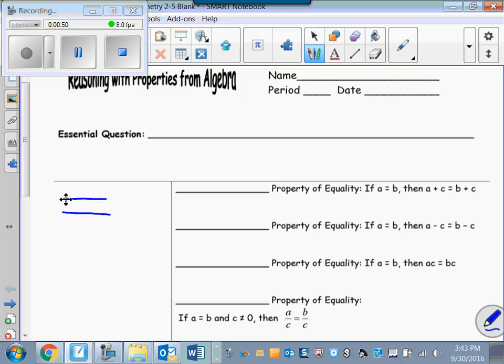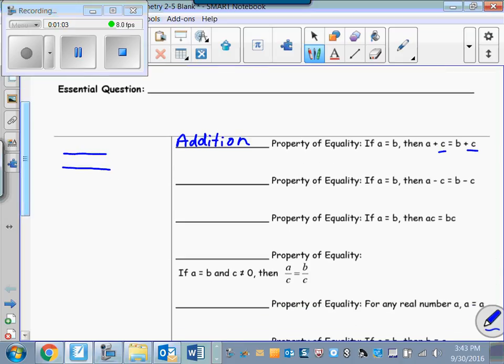So our first property we want to talk about, if you look here, what have I done? I've added C to both sides. So hopefully you remember that that is the addition property of equality. All right, if I subtract a number C from both sides of an equation, then of course that's the subtraction property of equality.